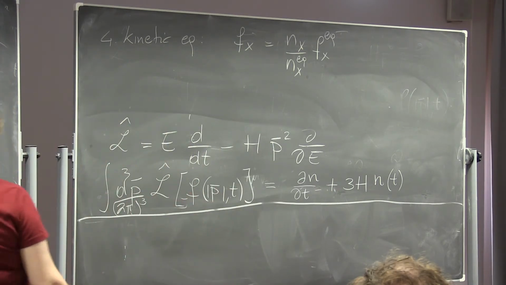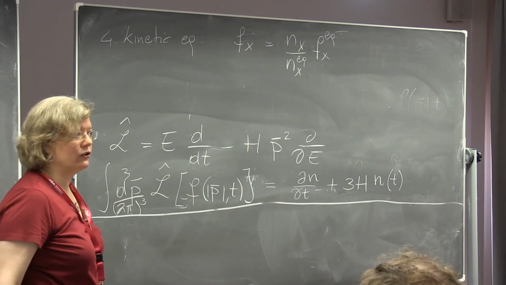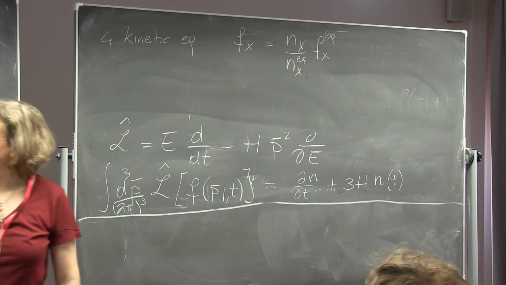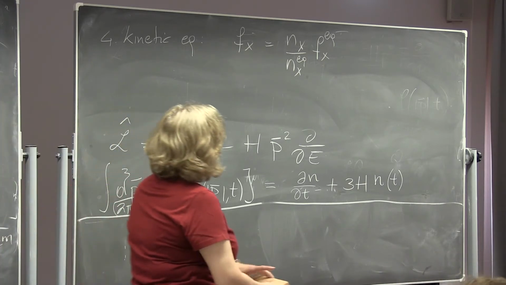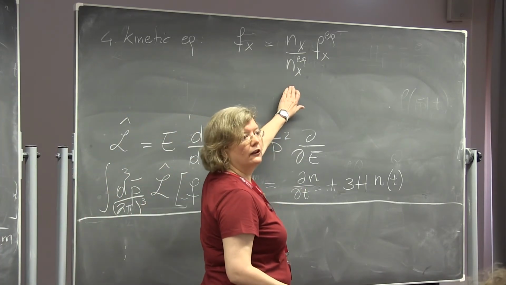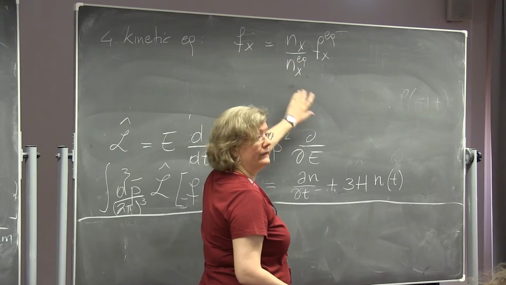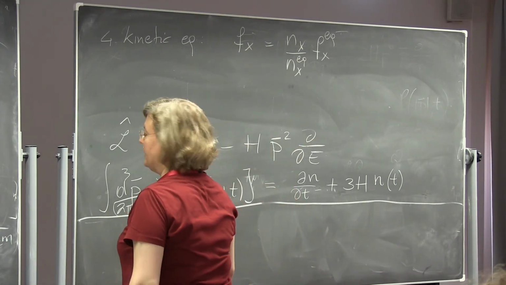Okay, so this one actually is a very, very nice simplification. Why? Because then in principle I know the whole shape of the distribution, and I can actually do the integral, because I know the dependence on p. The only thing I don't know is the overall factor, which depends only on time. So this is a big simplification.